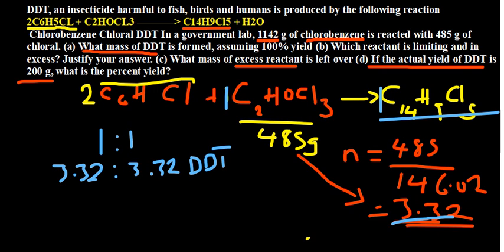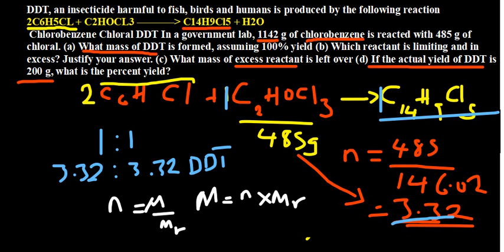So we know that the mass, of course, comes from a formula where the number of moles is given by the mass over the molar mass. So if you make mass the subject, you find that the mass is the number of moles multiplied by the molar mass. Okay, so the number of moles have already been determined to be 3.32.